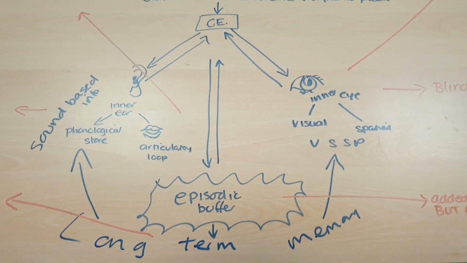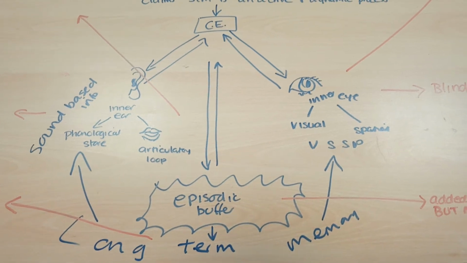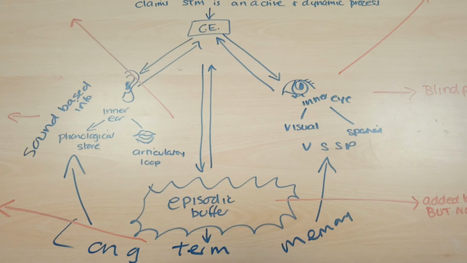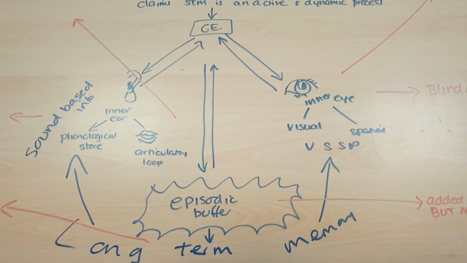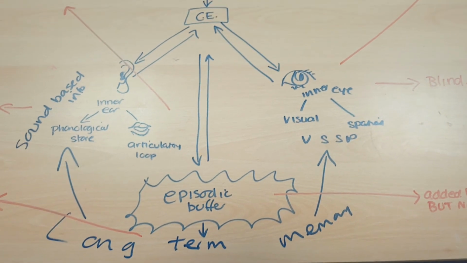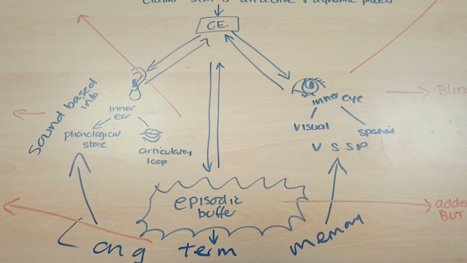So it tries to turn the information from all of the different stores in the central executive into a coherent memory, which can then be chronologically sorted, and it just holds information until the central executive needs it. So that is the working memory model, and that's it.